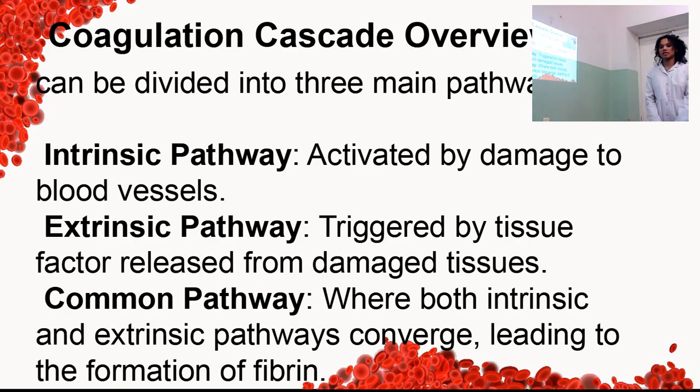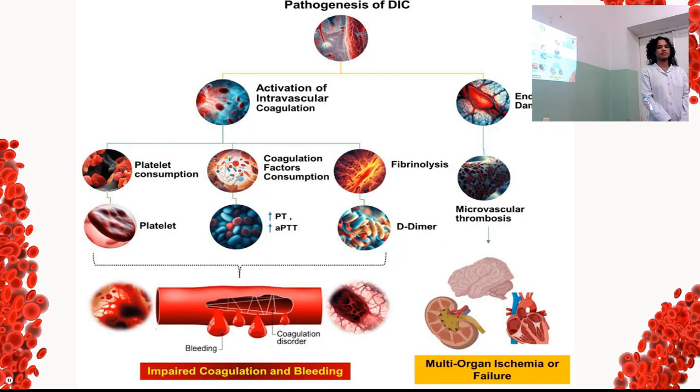Then the coagulation cascade overview is divided into three main pathways. There's the intrinsic, the extrinsic, and the common pathway. The intrinsic is within the blood vessels. Extrinsic is where there's damage of tissues. And the common pathway is where both intrinsic and extrinsic lead to formation of fibrin. Another diagram to show you the pathogenesis of DIC.